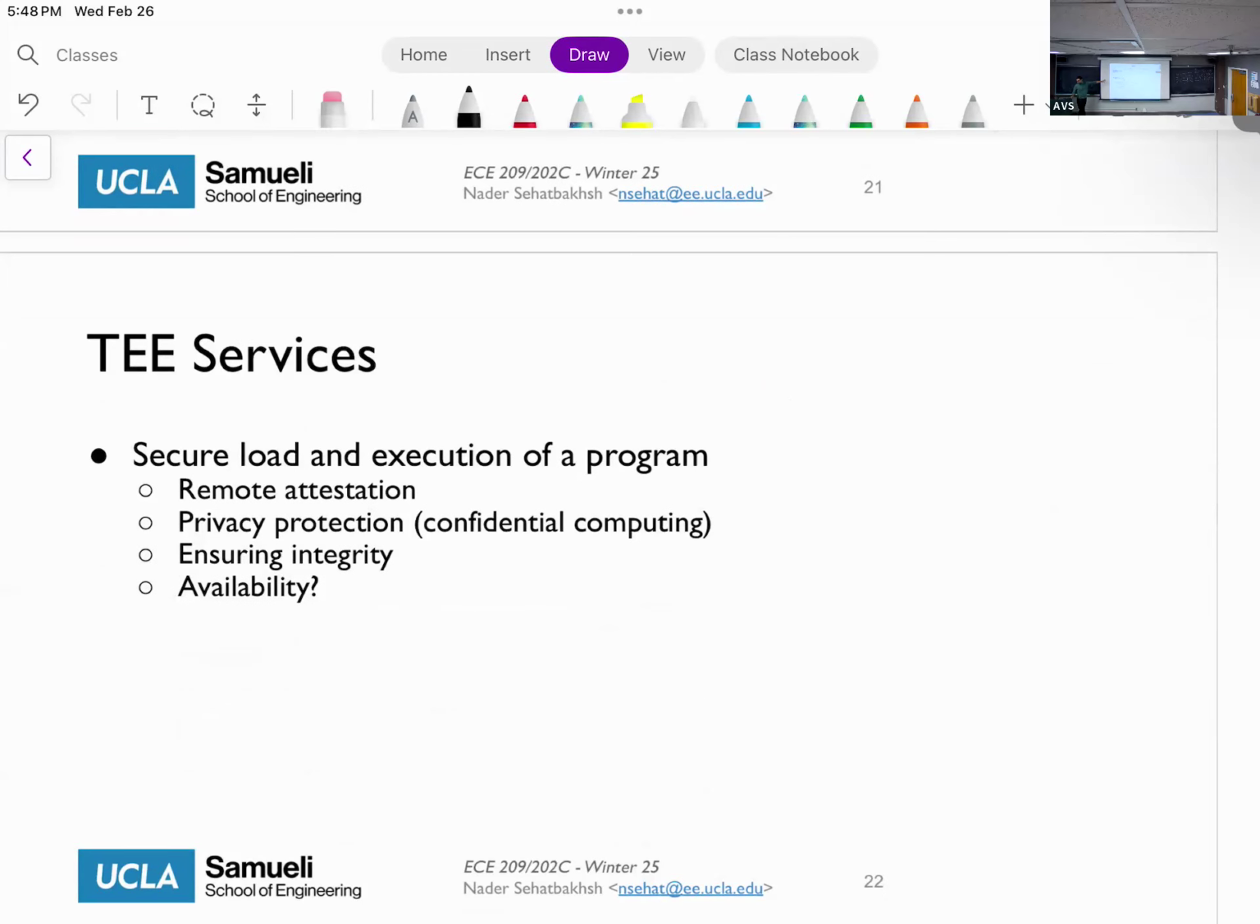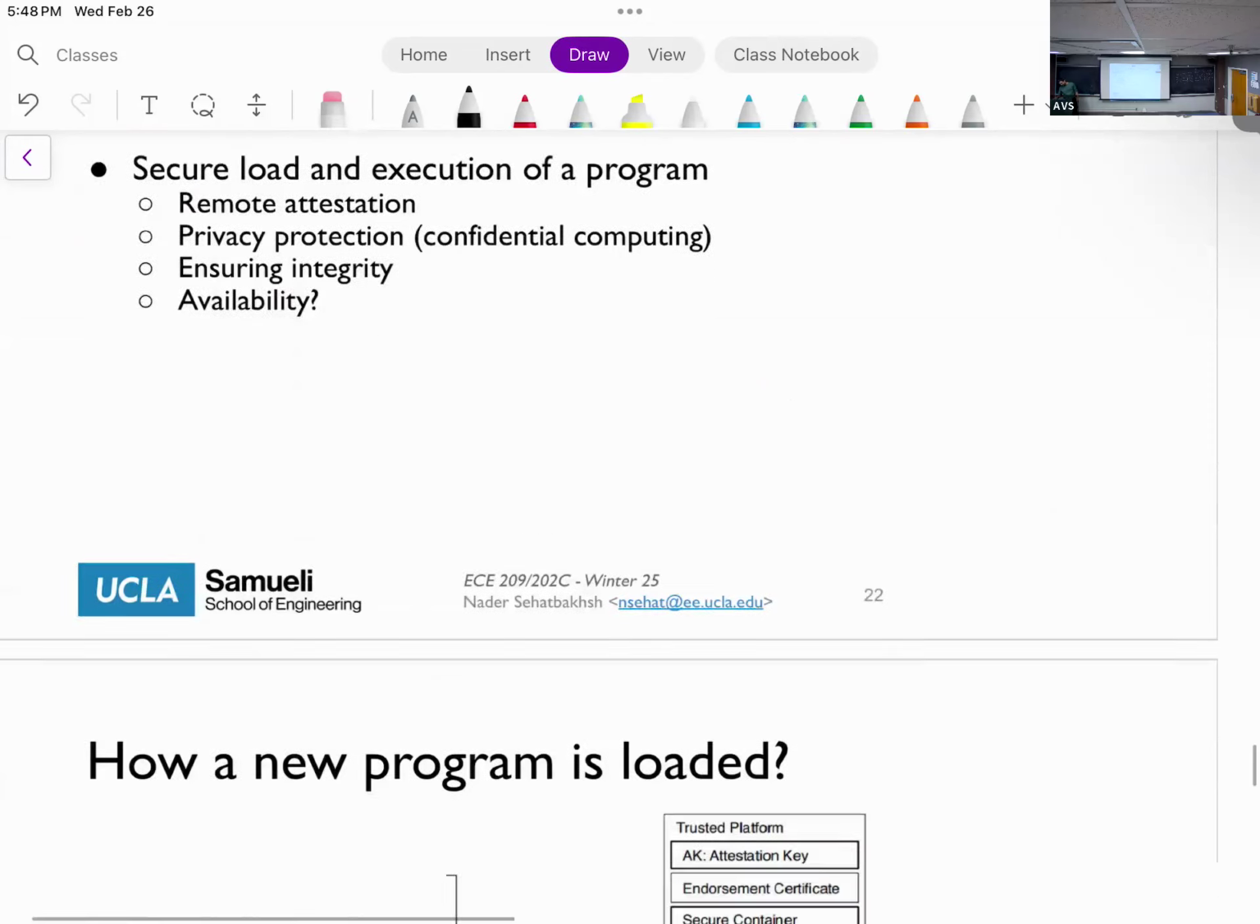And of course, TEEs will give you security services. It gives you remote attestation that we talked about. It gives you privacy, confidential computing, and ensures integrity. In some cases, it gives you availability as well. In some cases, it doesn't.